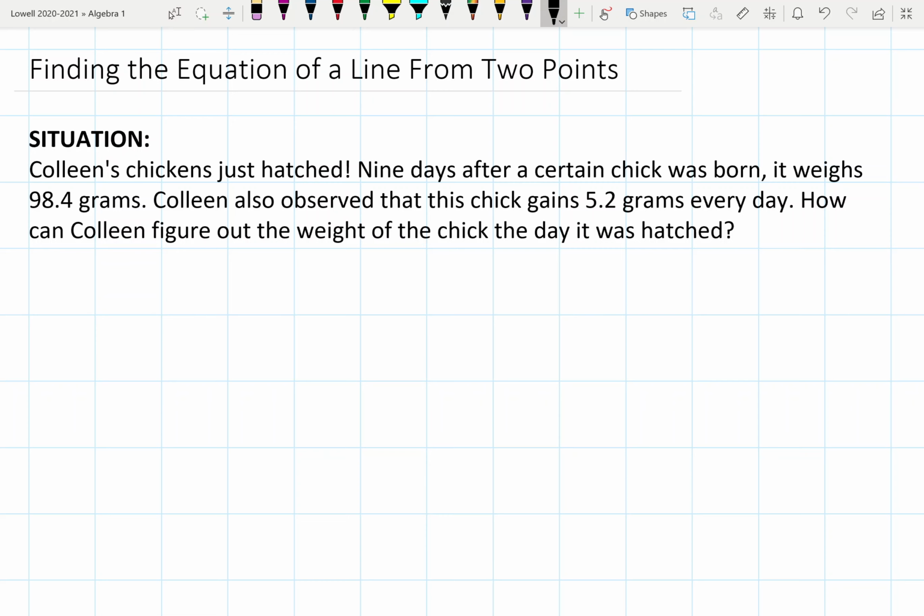Welcome back, folks. In this video, we're going to talk about that chicken problem, and summarize how we can find the equation of the line without actually drawing the graph or writing out the table. Now again, using the graph or the table have their uses.